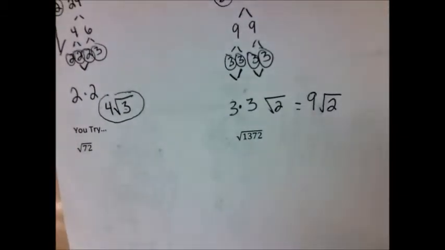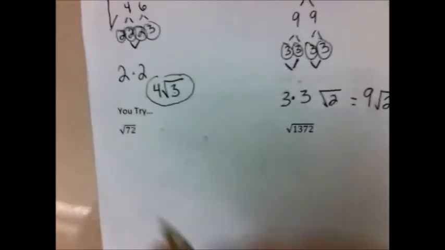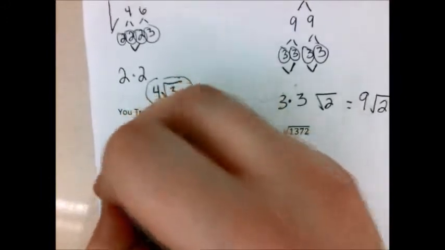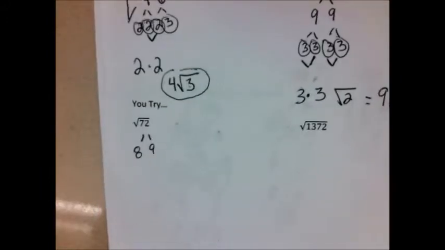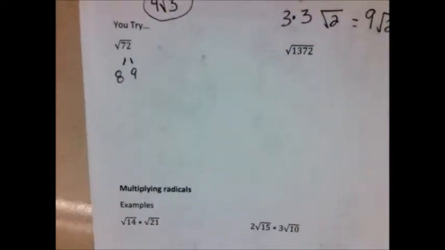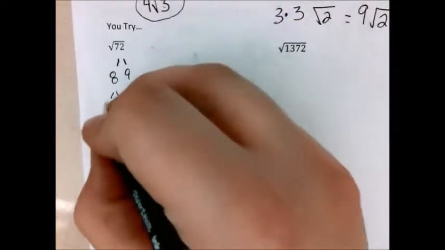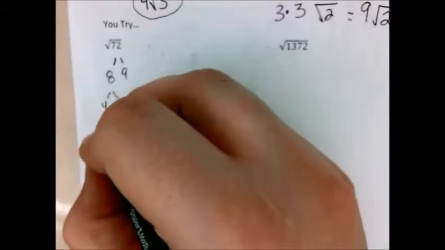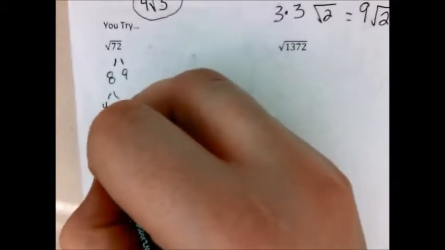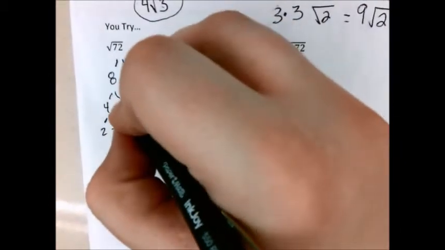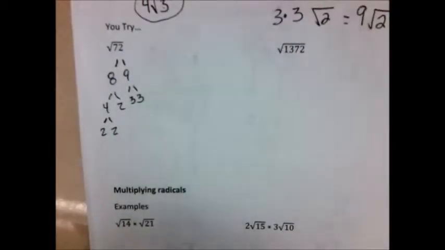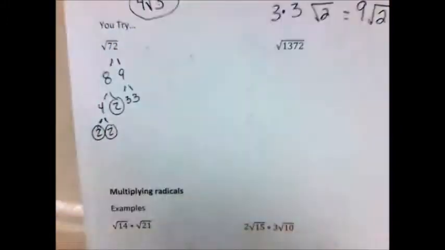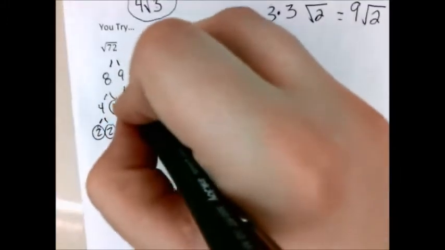Okay. 72. Alright, so I'm going to use 8 and 9. 8 times 9 gives you 72. So if we break that down, 8 breaks down to 4 and 2. This 4 breaks down into 2 and 2. 9 breaks down into 3 and 3. So all the things that don't have something coming off of them, we have 1, 2, 3 2s. Then we have 1, 2 3s.